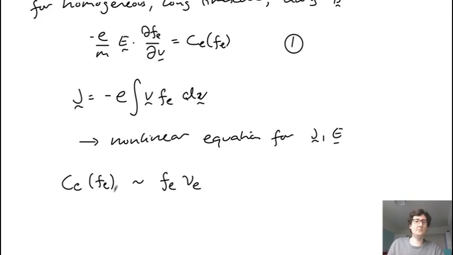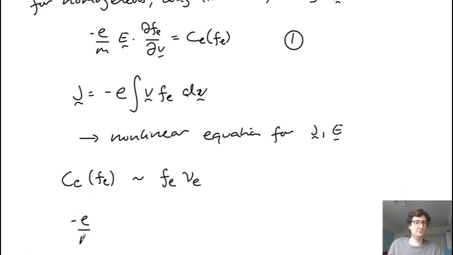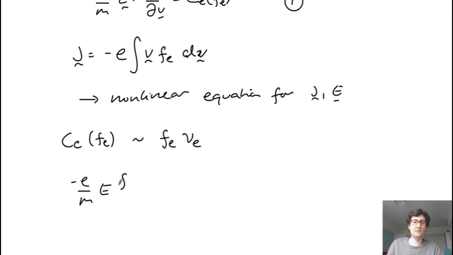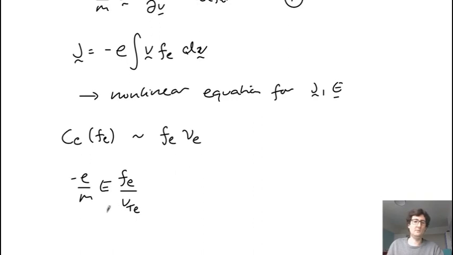On the left-hand side, we have minus e over m. We have a particular E field here, we'll come back and label. And then this gradient, we just say at order of magnitude, this is just the distribution function divided by a typical velocity. So this is like f_e over v. And then a typical velocity is the thermal speed, so v_te. So this is roughly equal to this collision operator, so f_e times the collision rate.